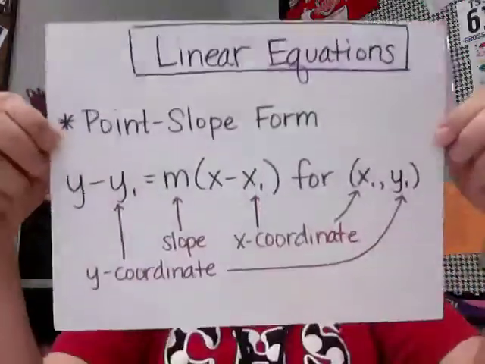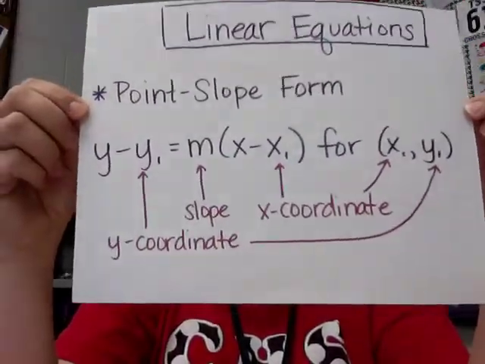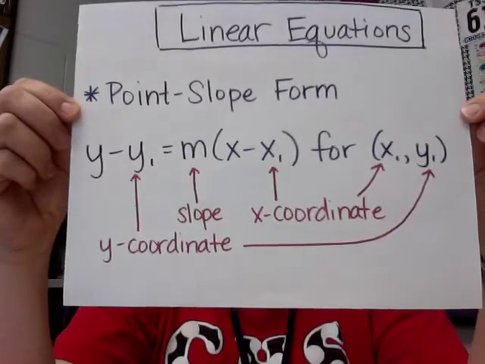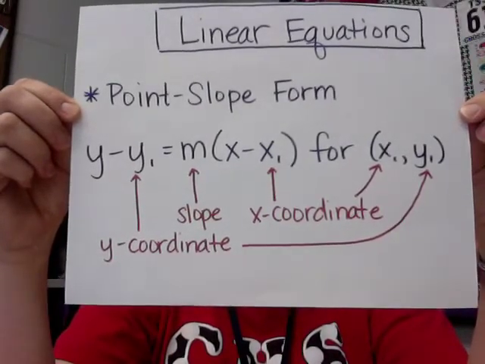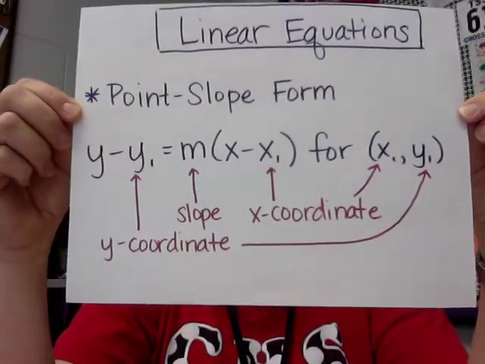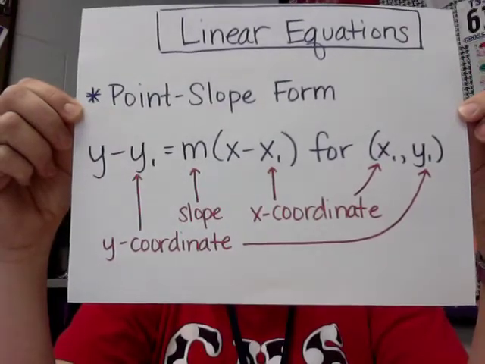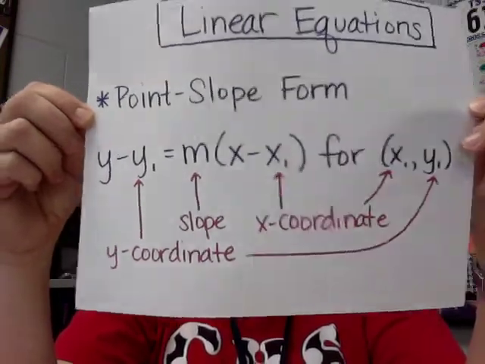The second form that you should be familiar with is called our point slope form. This is the one where we need to know the coordinates of a point on our line as well as the slope. Our equation looks like this: y minus y1 equals m times the quantity x minus x1. Remember, m is still our slope and x1, y1 is going to be a point on the line.